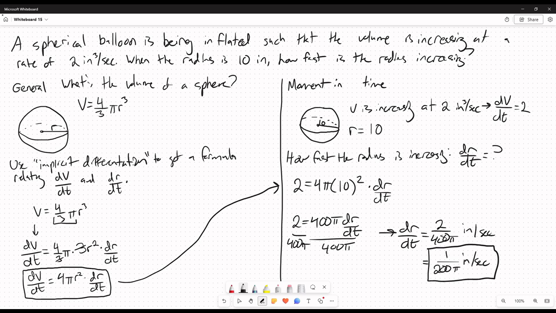So this is one of the simpler related rates problems we can do. But as you see, we set up a formula relating the volume and the radius. We then took the derivative to get a formula relating the rates of change of the volume and the radius. And then we looked at our specific moment in time and plugged in specific values to solve for the rate of change of the radius. So there you go.